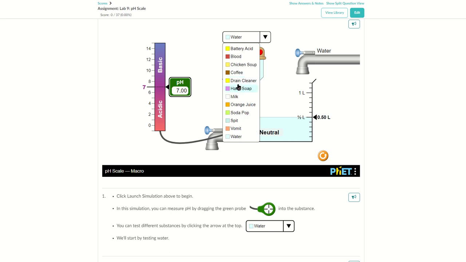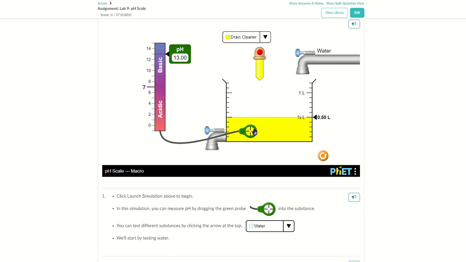So you can actually check a bunch of different liquids that we have available here. For example, I just clicked on a random one, drain cleaner, and you can see that the pH changes. It went from being 7.0 neutral to being 13 on the basic end of the spectrum. So that's how this pH probe works. That's how you'll be doing these pH measurements, and this is how the scale tells you whether something is acidic or basic.